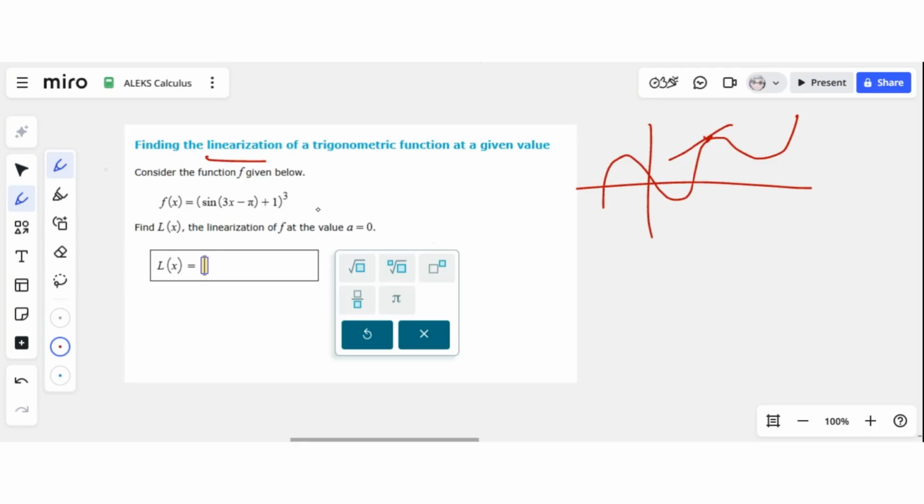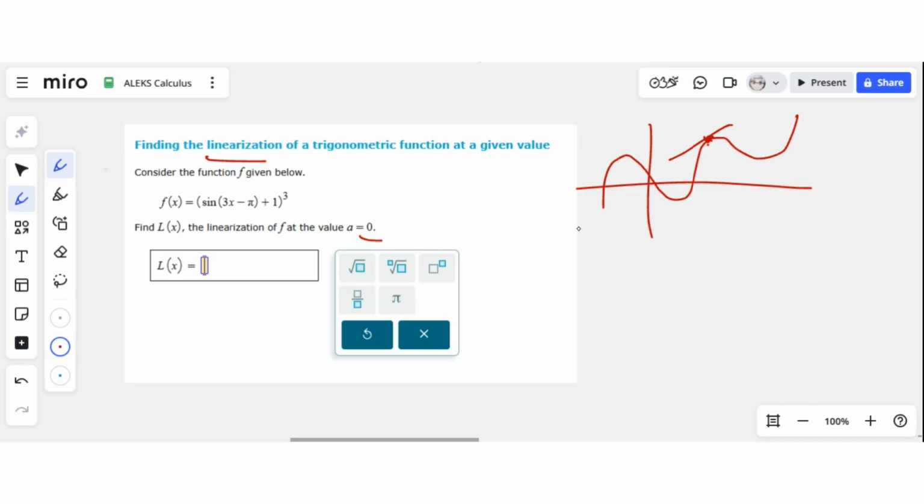So to find a linearization from a function, we're going to rely on the fact that the slope of the tangent line is the same thing as the derivative of that function evaluated at that point. So we're going to take the derivative of this function first. That's going to give us the slope. We're looking at linearization for this function at the point 0. And then all we'll need is a point, and we can get a point by taking that 0 and plugging it in to our function. Then we'll have an x and a y value.